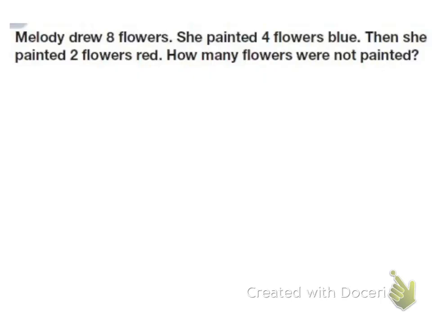All right, so here I have: Melody drew 8 flowers. She painted 4 flowers blue, then she painted 2 flowers red. How many flowers are not painted? It takes 2 steps to find the answer to this problem. So the parentheses are going to help us show what step to take first. Since I know she has 4 flowers and 2 flowers that she's painted, I'm going to want to add those first. So she drew 8 flowers, and then to figure out how many she has not painted, we're going to subtract 4 plus 2.